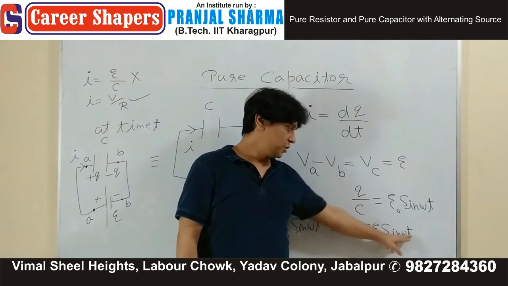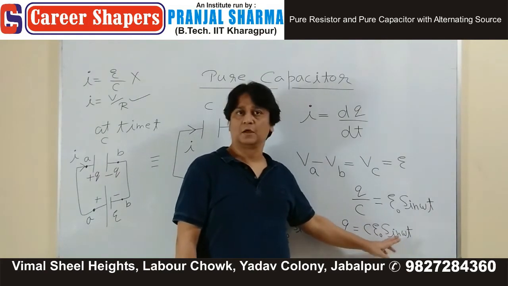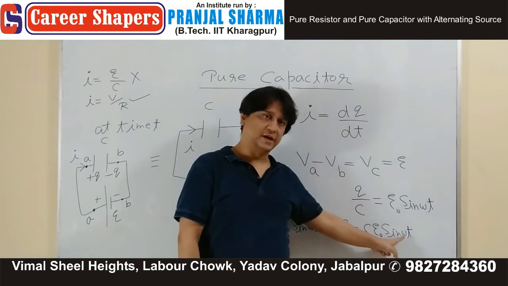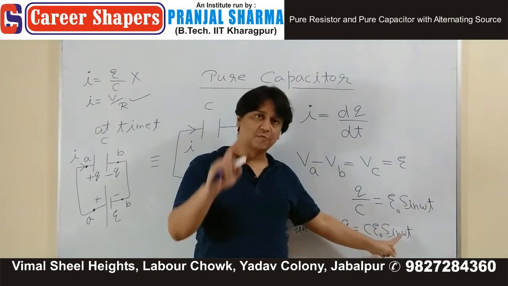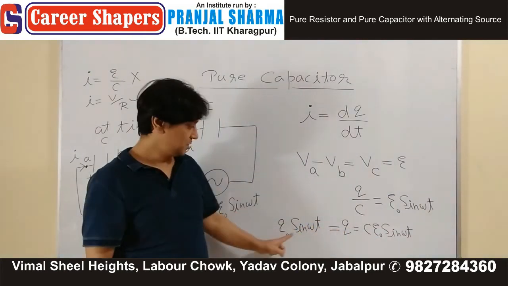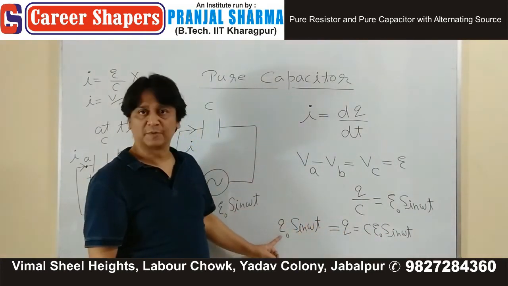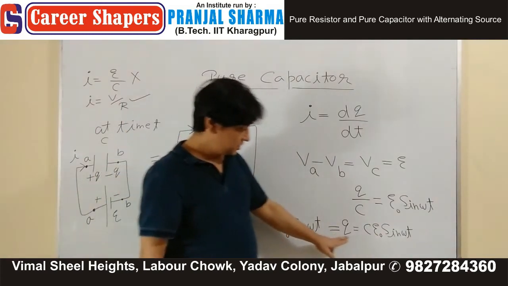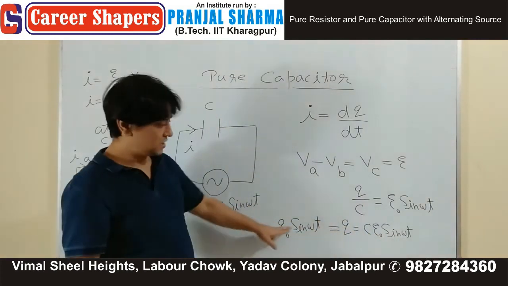This is Q, C E naught sine omega t. The only thing which you can change is what? Sine omega t. When is sine omega t maximum? When omega t is 90. What is that maximum value? 1. So this becomes C E naught, Q will be maximum. That maximum value has been called Q naught. This is Q, which is Q naught sine omega t.